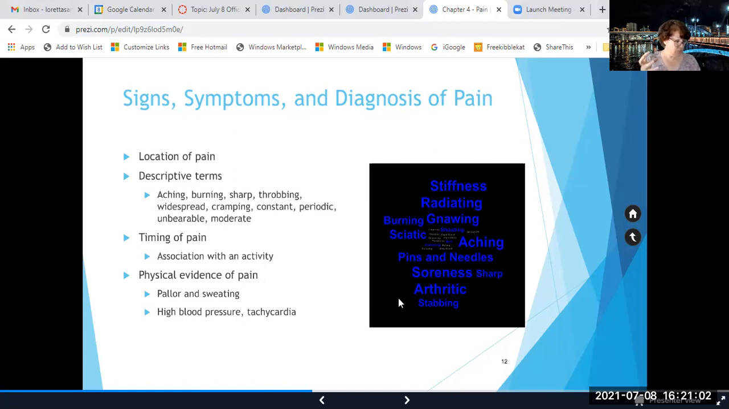So a lot of times we are trying to paint a clinical picture. We're trying to get the patient to give us some details that will help in diagnosing the severity and cause of the pain. So of course we want to know the location of the pain. Is it in a single defined place? Is it diffuse or over a broad area? We want to use descriptive terms such as aching, burning, sharp, throbbing, widespread, cramping, constant, periodic, unbearable, moderate, severe. So all those things can describe somebody's pain.